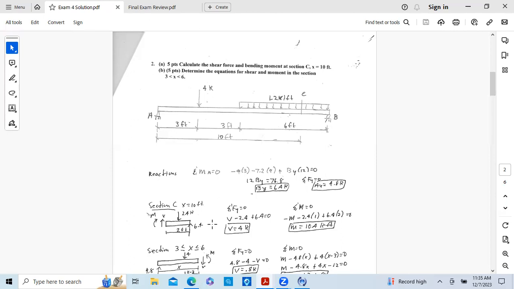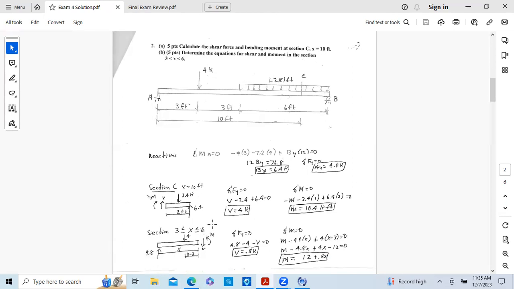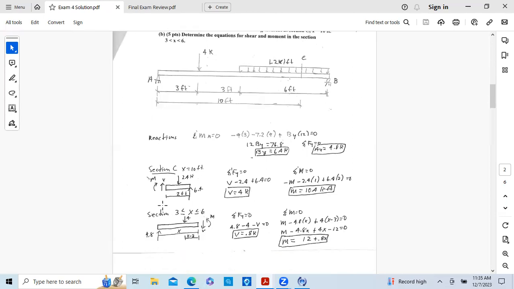So here's my free body diagram. Section C, 2 feet. This is my reaction, 6.4. Here's the face that I cut. This is positive shear, V. This is a positive moment. It's in the clockwise direction. This is how we set it up to begin with. And again, we have this uniform load of 2 kips per foot. This is 2 feet, so there's a 4 kip load right in the center.